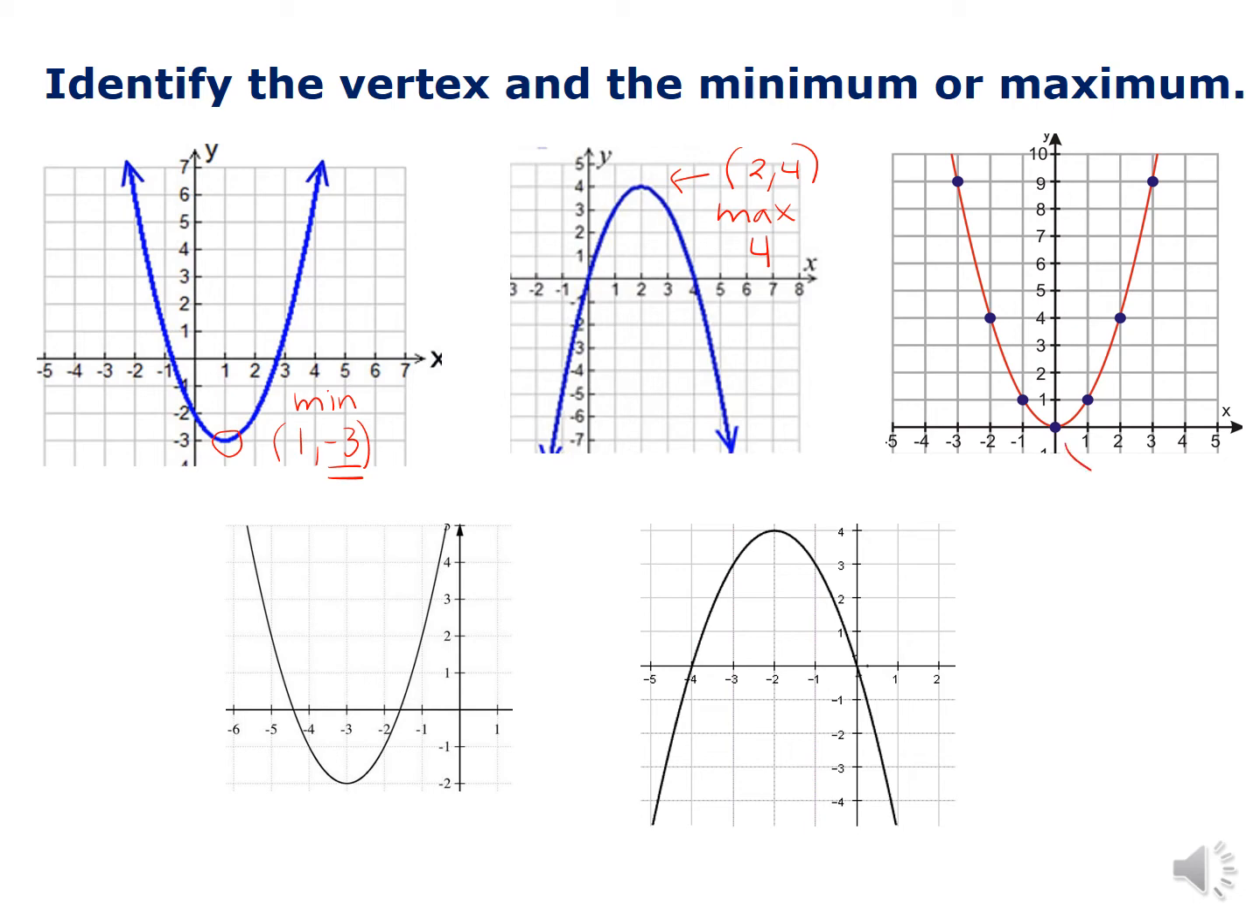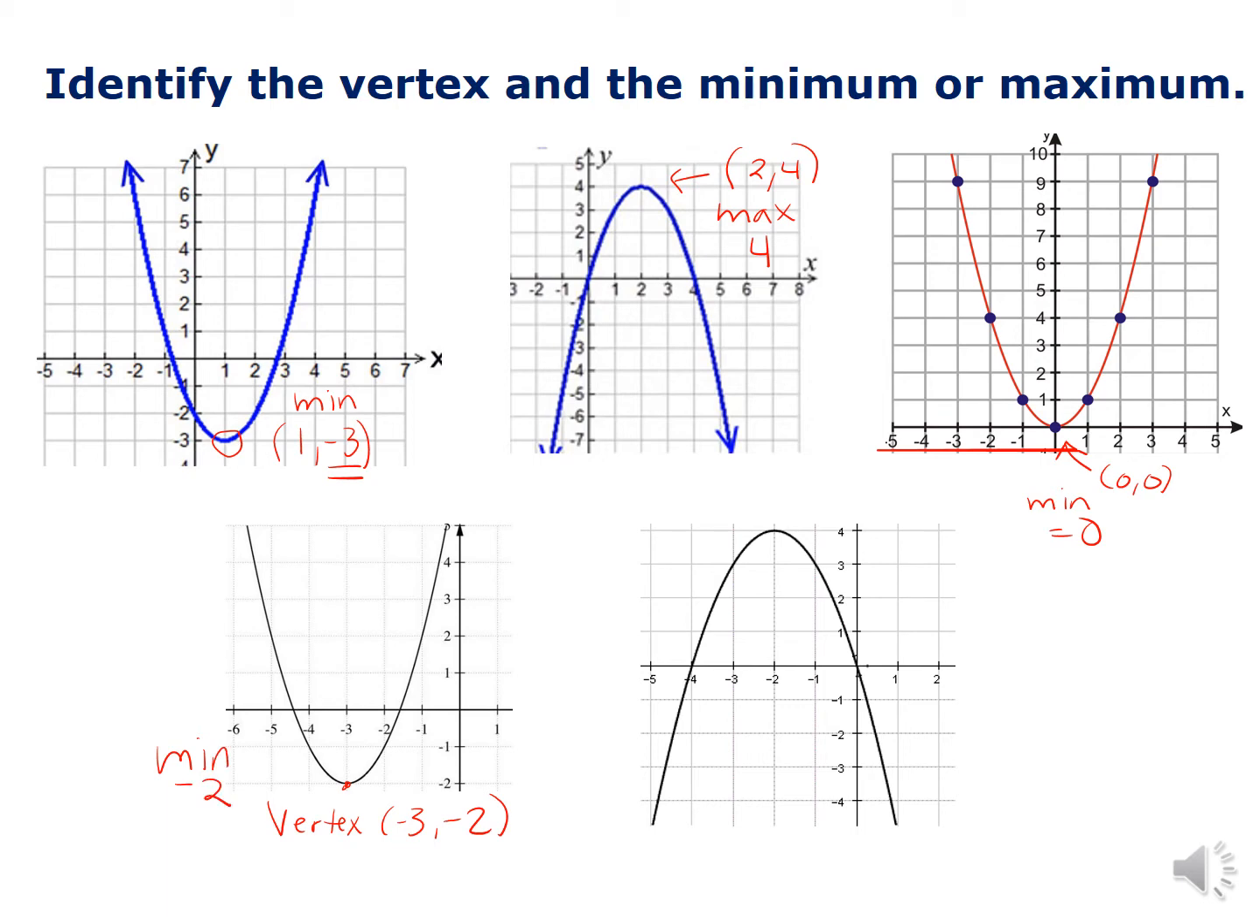Okay, so the vertex here is (0, 0), and this is a minimum of 0. Okay, my vertex here is (-3, -2). This is a minimum, and it is -2.